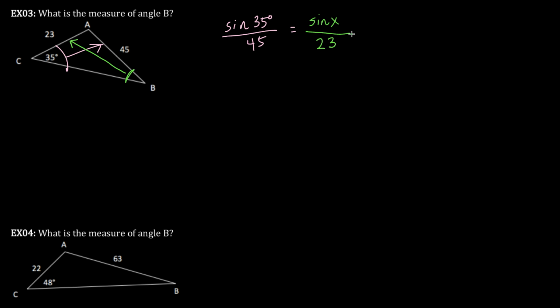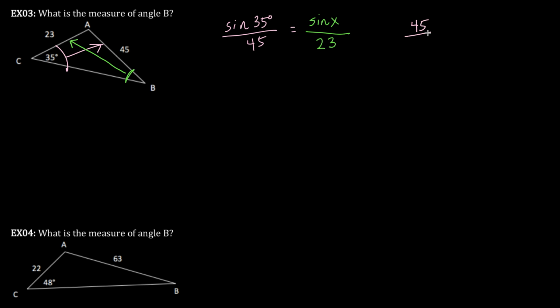You don't have to do it this way, though. You could technically, and we'll do it this way, put 45 over sine of 35 degrees, and you could just say that that's proportional to 23 over sine of x. You can do it like this if you want. It really doesn't matter. I'm going to do it this way just to show you. Actually, I'm going to see if I can have room to do it on both sides to show you that it's the same thing.